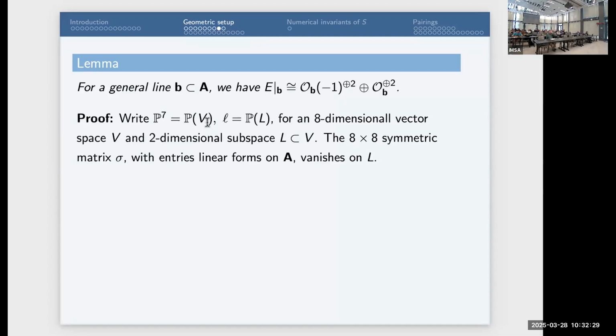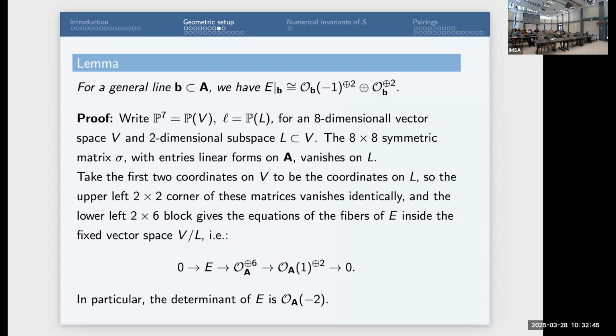Let's introduce a vector space V, with a two-dimensional subspace L. The symmetric matrix representing A by definition matches on L. So that means we take the first 2 coordinates to correspond to L, the other 6 coordinates to the equations of L.